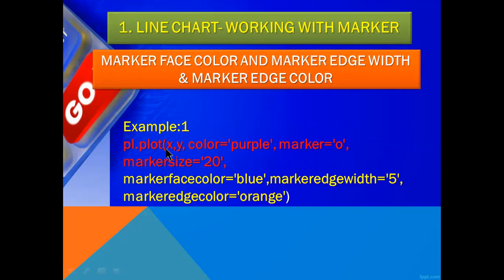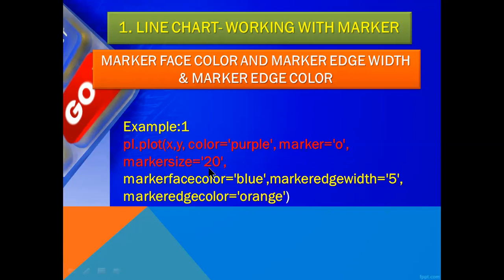See the example here: pl dot. What is pl? First you have to import matplotlib with pyplot. pl is pyplot. pl.plot, you are plotting x comma y, the horizontal and vertical lines showing x and y. The color name you can write as purple. Marker as a rounded shape, this is the o I have written here.